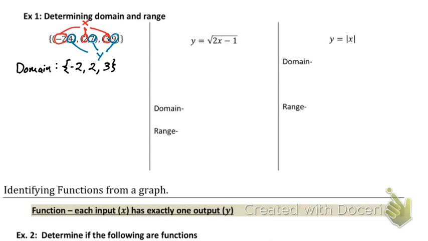Our range is going to be all those second numbers. So our range is going to be 4, 7, and 9. That's it. That's my domain. That's my range. I didn't ask you if it's a function or not. It is a function, and we'll do that later on, but all I asked was for the domain and range.